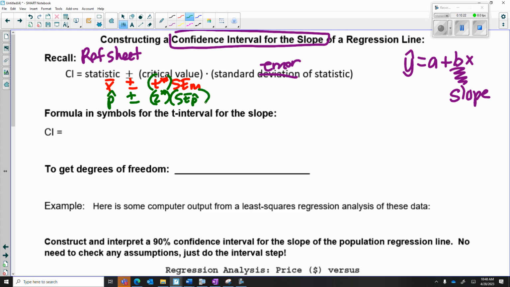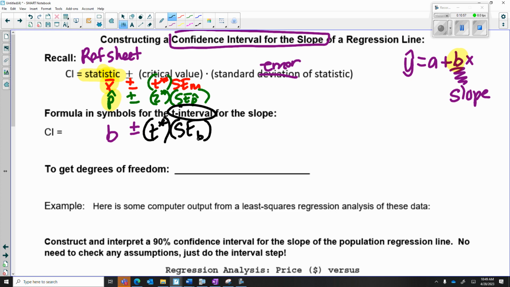Well, the statistic, which is going to be this slot here, instead of x bar or p hat, is going to be the sample slope, which is lowercase b. So it's just going to go right in that same slot here. So the statistic is going to be lowercase b plus or minus t star for our critical value. Sorry, it's the t interval. And then here goes the standard error of the slope, which is called standard error of b.